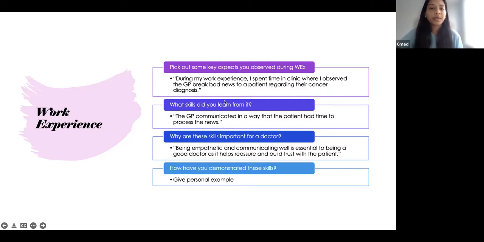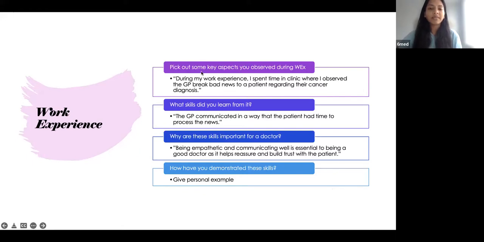And then what skills did you learn from it will be the next aspect to cover. So the next sentence would be something like, the GP communicated in a way that the patient had time to process the news. And then why are these skills important for a doctor? So being empathetic, and I'd write something like, being empathetic and communicating well is essential to being a good doctor, as it helps reassure and build trust with the patient. And then finally, how have you demonstrated these skills yourself? So you could give a personal example of where you've demonstrated good communication skills, and then link it back to why you feel you would be a good doctor.